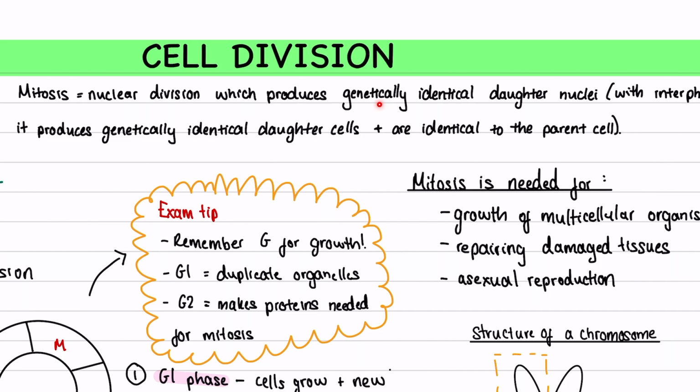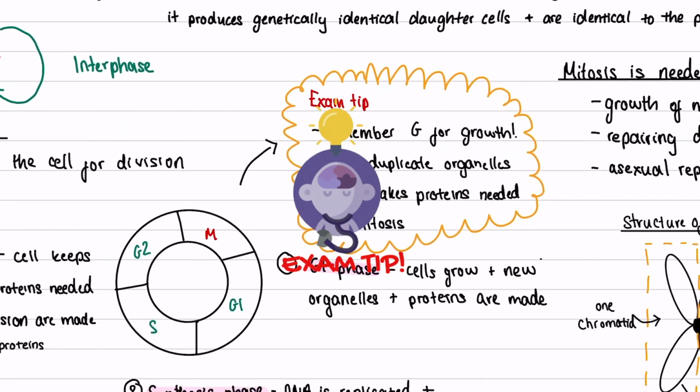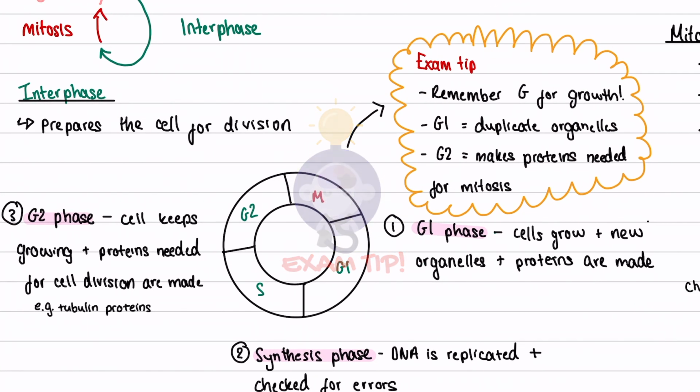daughter nuclei. A way to try and remember the stages of interphase for your exam is that the S phase is DNA replication, so that's just something that you have to remember, and the rest are Gs, which are for growth. The first G phase is for doubling organelles and making proteins, and the second one is right before mitosis, so this is when the cell is preparing for nuclear division.